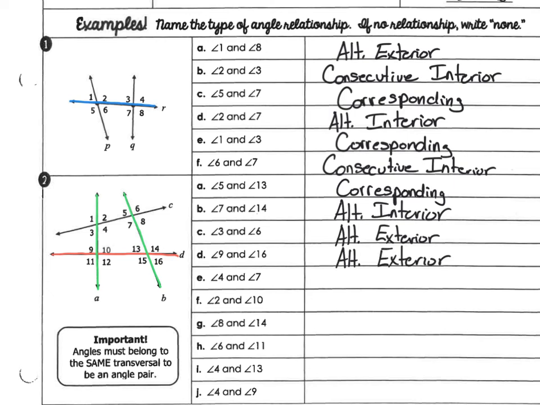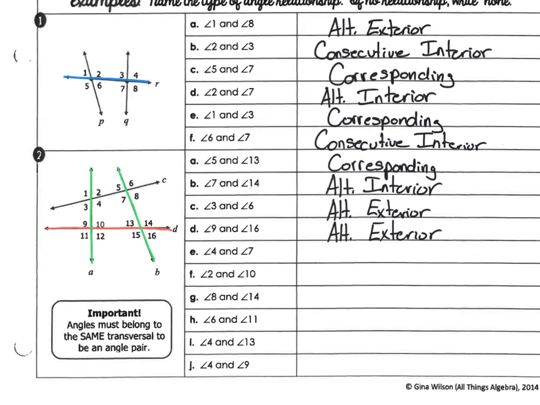I want to jump down to H. H is talking about 6 and 11. So you have 6 here and 11 here. Can we do that one? No. Good. So I want you guys to do the rest of them. All right. Those of you that are online, you can either comment your answers to this assignment or you can send me a picture and just write down what they are. All right.